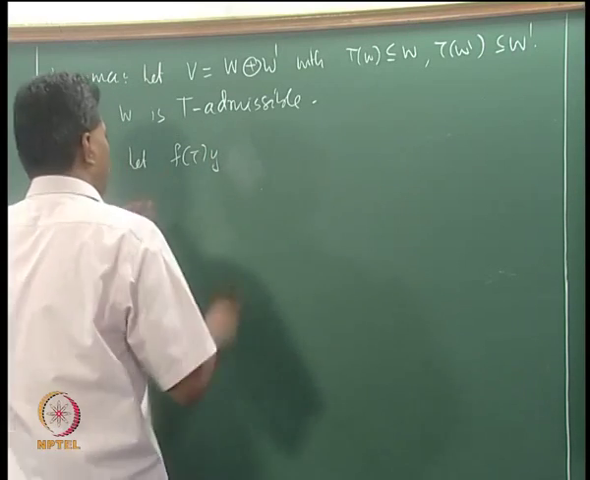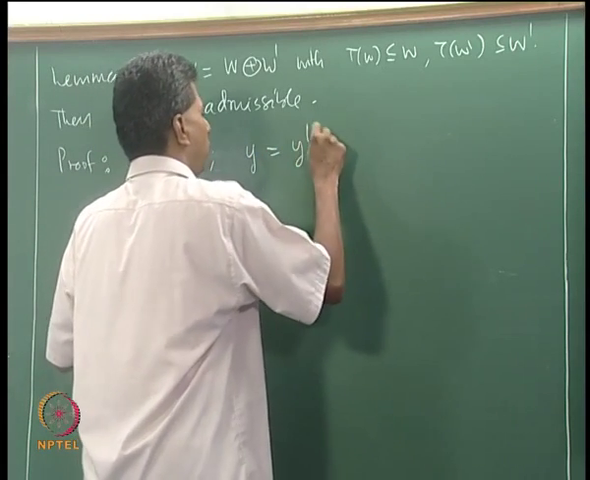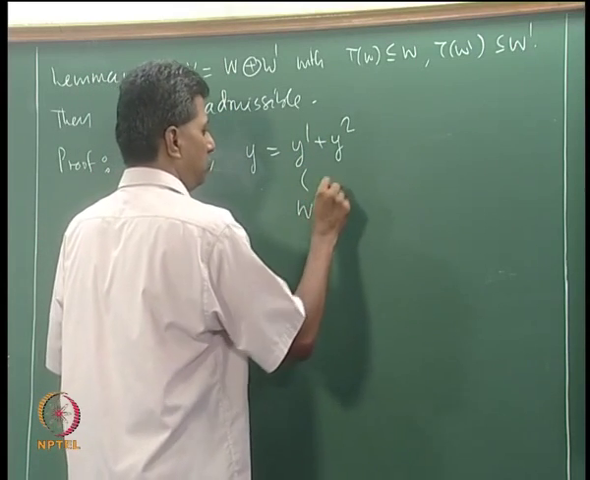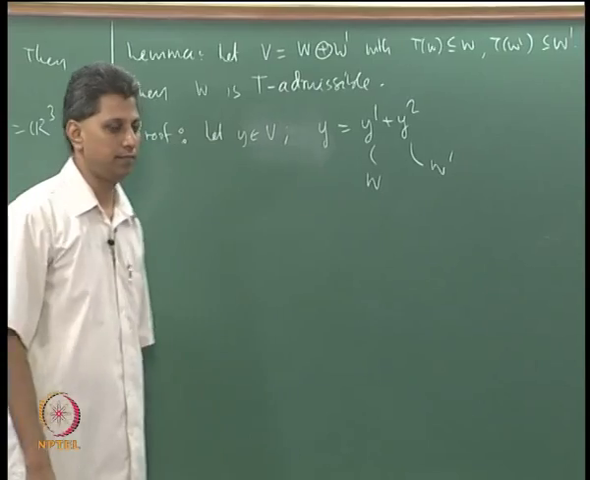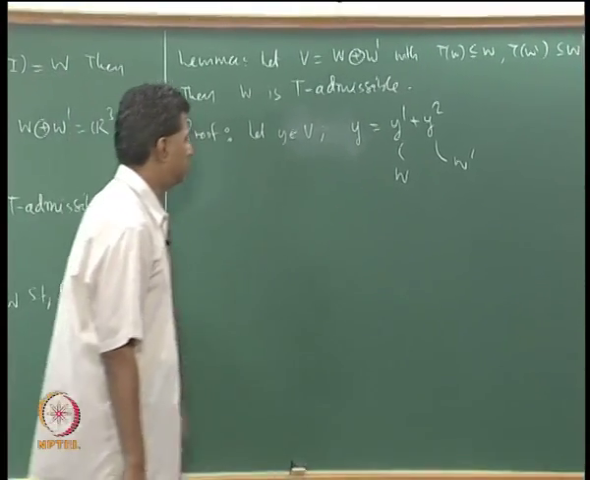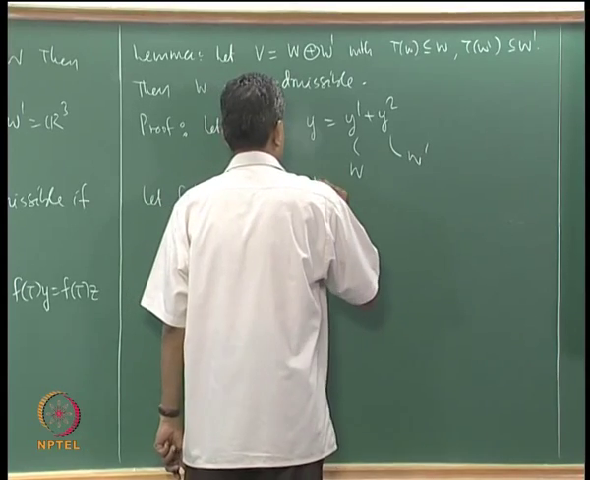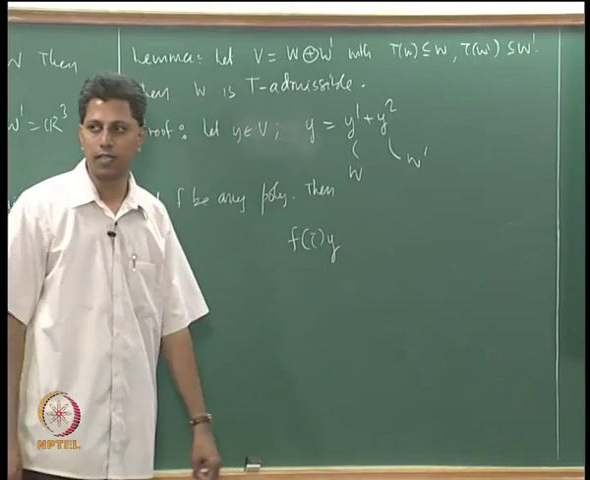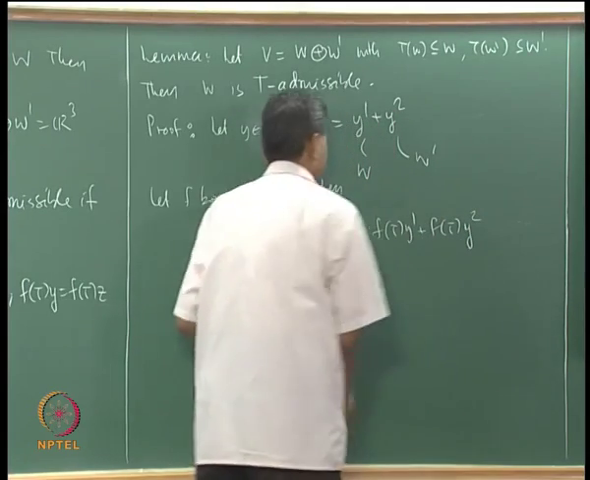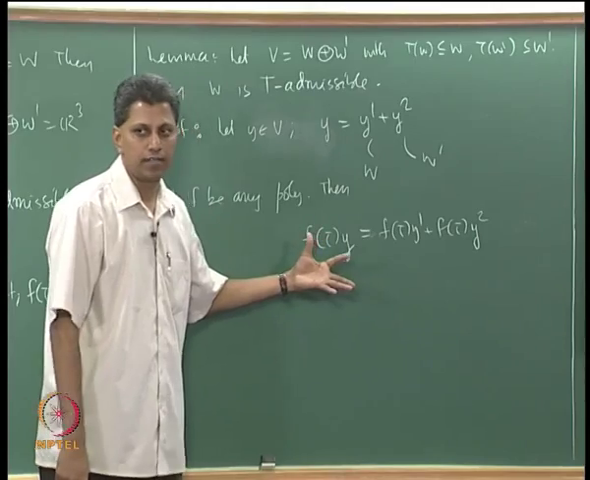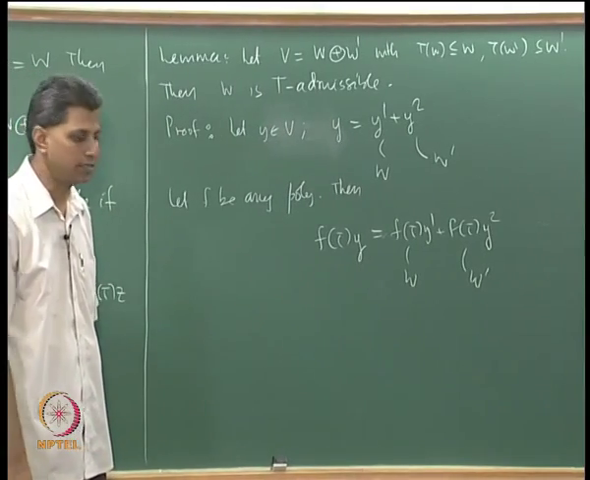Take an arbitrary vector in the vector space, then I can write that as y1 plus y2, where y1 is in W and y2 is in W prime, in a unique way because of the direct sum decomposition. So this representation is unique. Now for any polynomial f, I look at f(T)y. f(T) is linear, so f(T)y is f(T)y1 plus f(T)y2. Both these subspaces are T invariant, so this belongs to W and this belongs to W prime.